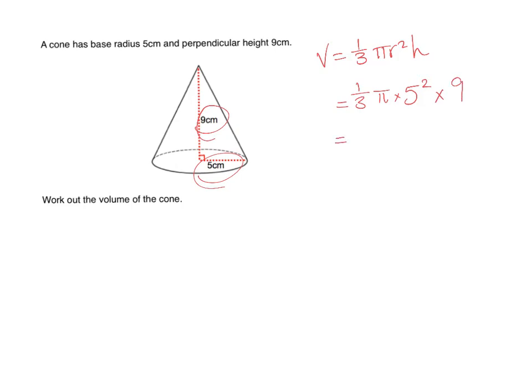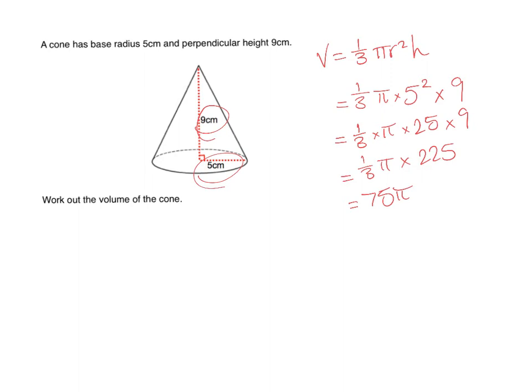I'm going to simplify this first. So 1/3 times by pi, 5 squared is 25, and 25 times by 9 is 225, and then I'd like 1/3 of that, which is 75. Now you can do this in any order. You can also just stick it straight in your calculator.